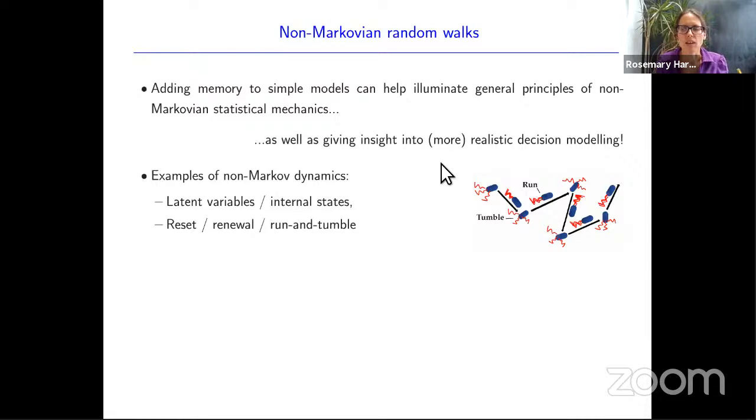But as soon as I say I'm going to add memory, you probably think, well, how? What kind of memory? There are probably as many different ways to add memory as there are people working in the field. You could think, for example, of having some kind of hidden Markov process with latent variables or internal states. Or you could think of your favorite reset renewal model with non-geometric times between the renewals. And that, of course, can be related to run and tumble type processes of the type we already heard a bit about yesterday. So lots of different ways to think about non-Markov random walks, even in one dimension.